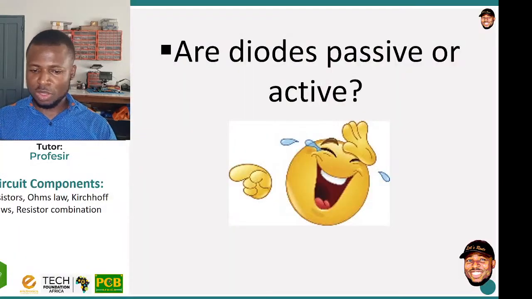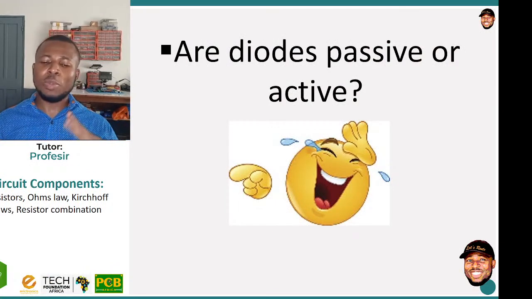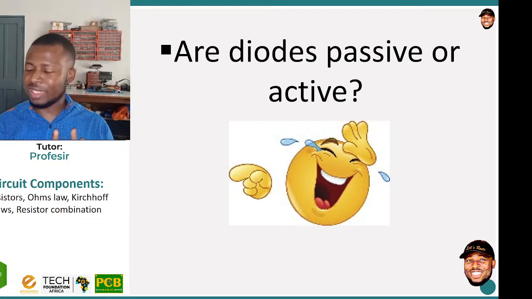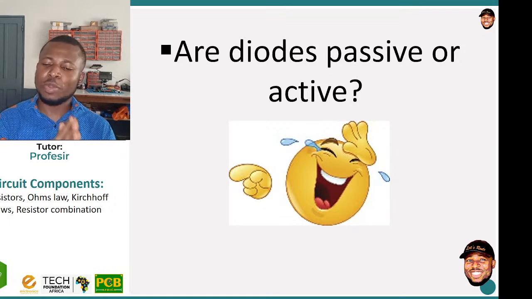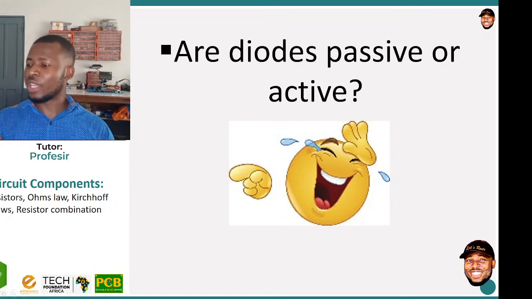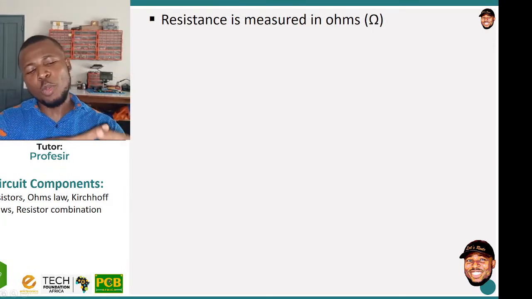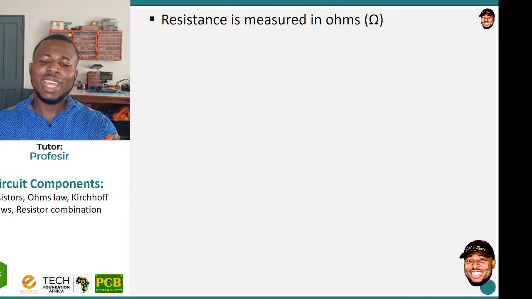Okay, so let's continue. Our passive and active elements, and we have successfully classified resistors as passive. Okay, let's continue with the notes on resistors. Now, to take note, the component is called a resistor. Its quality or characteristic or property is resistance. Is that okay? Now, resistance is measured in ohm.